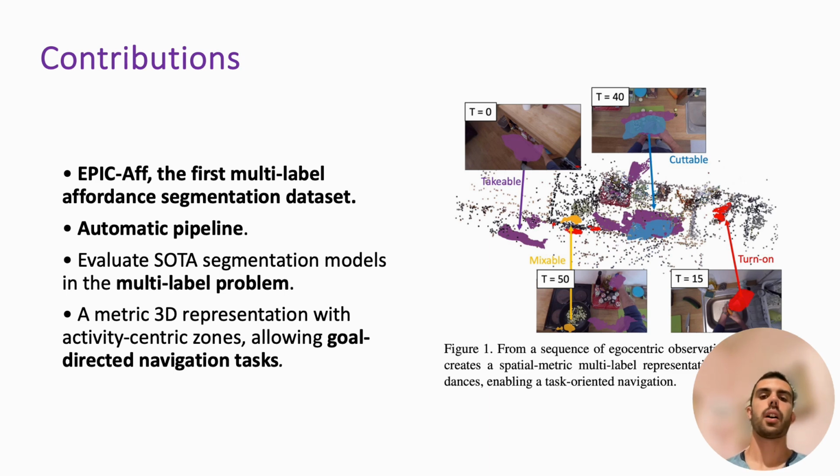Therefore, these are our contributions. We present EPIC Affordances, the first multi-label affordance segmentation dataset. We built an automatic pipeline in order to collect multi-label affordance masks by watching real-world interactions on the EPIC-KITCHENS sequences. Also, we evaluate a state-of-the-art segmentation model on the multi-label segmentation problem, and we present, as we can see here in this picture, a metric 3D representation with activity-centric zones, which allows us to perform goal-directed navigation tasks.